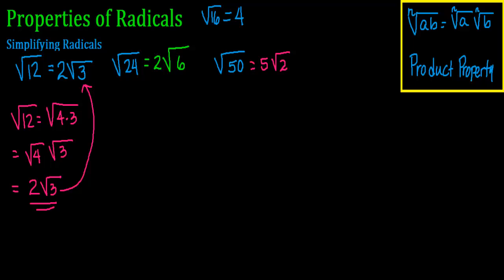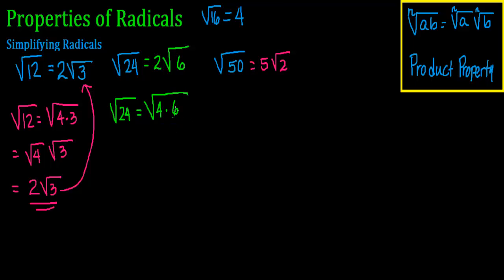Let's try the square root of 24. I can break up the square root of 24 into the square root of 2 factors. I can use 4 times 6. Notice how I always try to break it into 2 factors where one of them is a perfect square. So that's why I didn't use 2 times 12, because 2 is not a perfect square, neither is 12. I also didn't use 3 times 8, because 3 is not a perfect square and 8 isn't either.